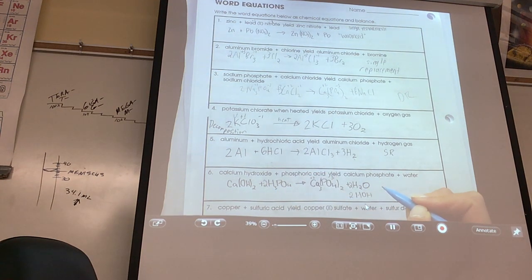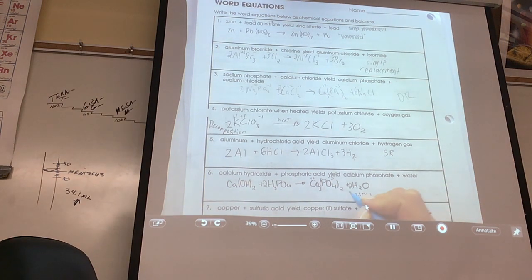So how many hydrogens on the left are not in hydroxide? 6. So you need a 6 in front of your water. That'll give you 6 hydrogens not in hydroxide, but how many hydroxides will that give you?